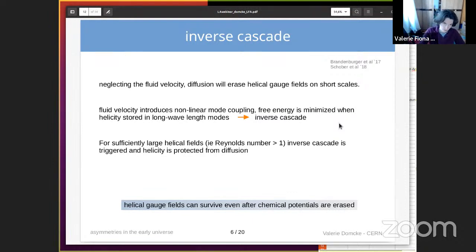So we saw previously that the asymmetry can be distributed among different particle species. It can be moved from the particle species into the magnetic field. And now we see that once it's in the magnetic field, it can be pushed to very large scales, avoiding diffusion, and hence it can survive for a very, very long time on cosmological timescales.